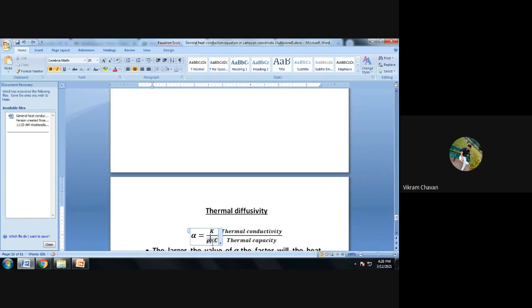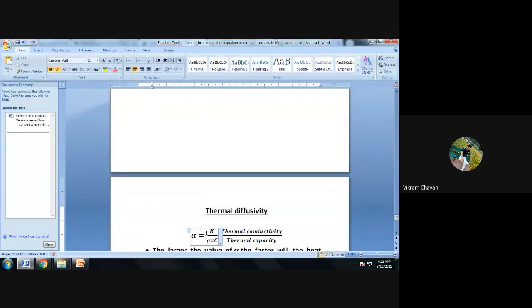If the K value is more, then heat will transfer more rapidly, and if the rho C value is more, then less heat will be transferred, or heat will transfer very slowly. Maximum heat will be utilized to increase the internal energy, or thermal energy, of that material. So K and rho C are opposite parameters for each other.